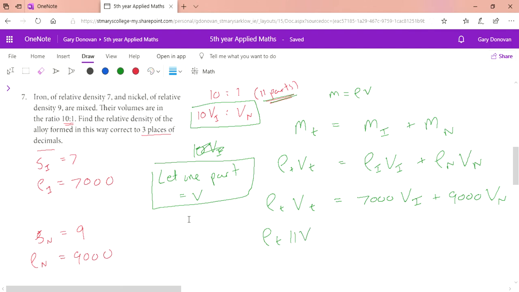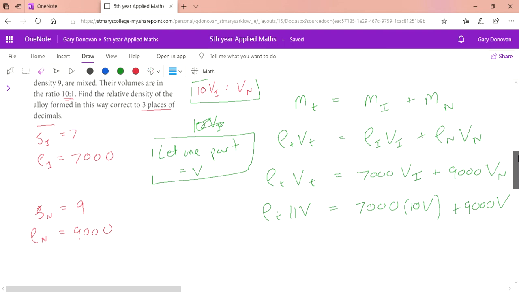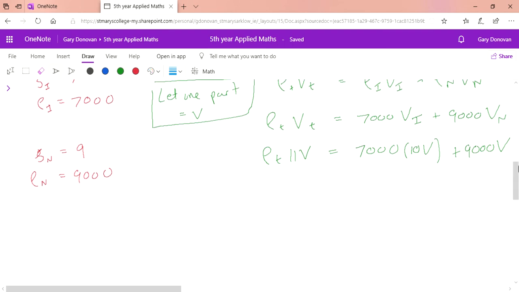Okay? So now when I write this equation here, we have the total density times 11V, because there's 11 parts, is equal to 7,000 times the volume of the iron. Now there's 10 parts volume of iron, so I'm going to write 10V, plus 9,000 times the volume of nickel. There's one part of nickel, so I'm going to just write V there once. Now, what am I doing here? Why is this good? Well, I don't need to know the volume of each one individually. I can find it at the end. I'm just saying there's 11 parts of the volume here, 10 parts of the volume here, and 1 part of the volume here. And this allows me to cancel the V's.